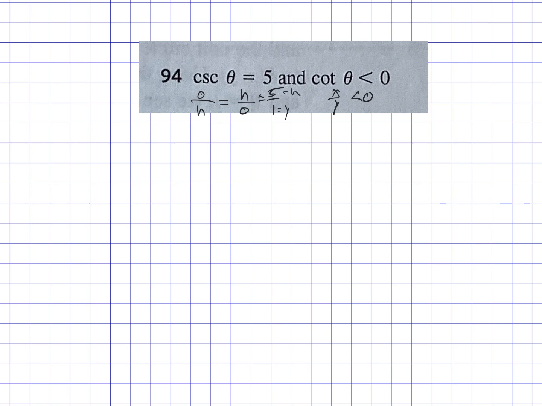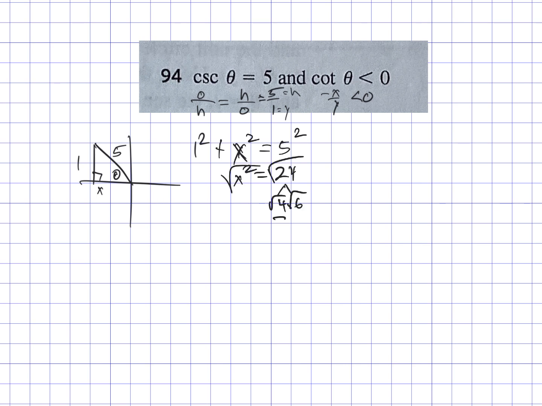So since y is positive, that means x has to be negative. All right, so if x is negative and y is positive, we're in the second quadrant. So y is 1, hypotenuse is 5, and now we have to find x. 1 squared plus x squared equals 5 squared. So x squared equals 25 minus 1 is 24. The square root of that is the square root of 4 and square root of 6, which is 2 square root of 6. And it's negative because it's in the second quadrant.